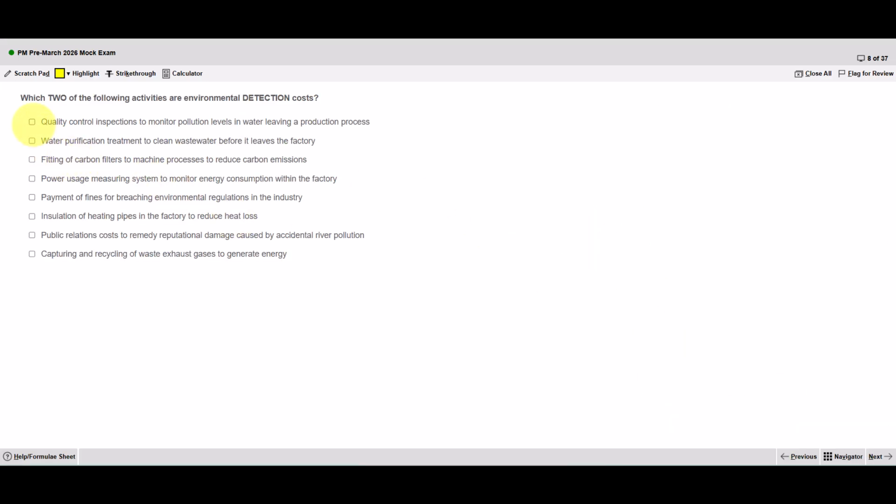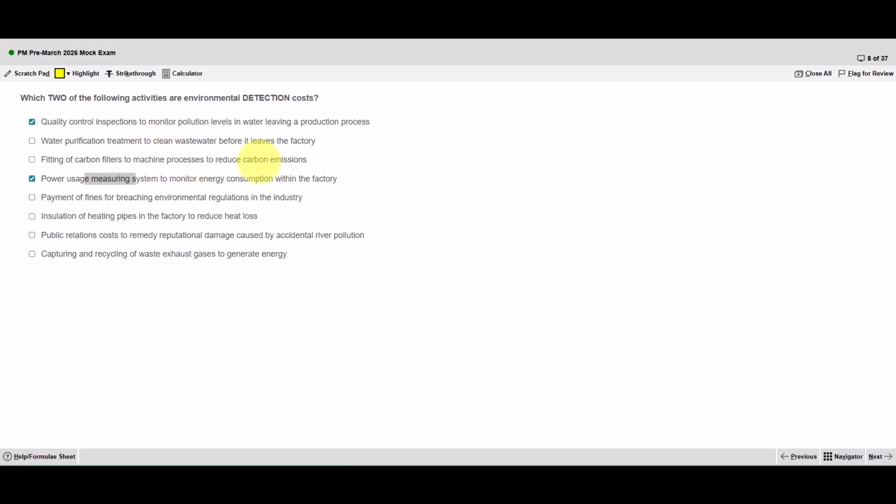Looking at detection costs, we're told there are 2. Monitoring pollution levels, that's detection. Power usage measuring, that's also detection. What is useful is also making sure you can allocate each of these others under this same classification. This is the one that has environmental prevention costs, environmental detection costs, as asked here, environmental internal failure costs, and environmental external failure costs. Water purification, the failure has already occurred because the water is impure, but because it doesn't get to the outside, that counts as an internal failure cost.